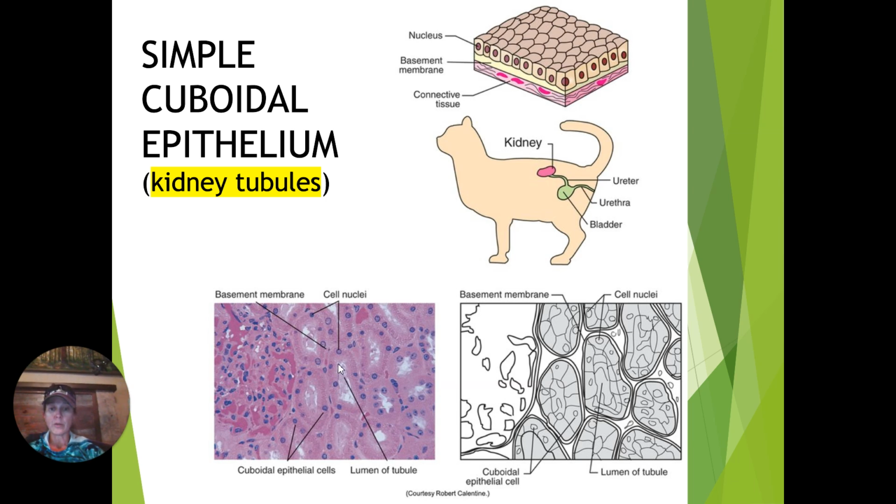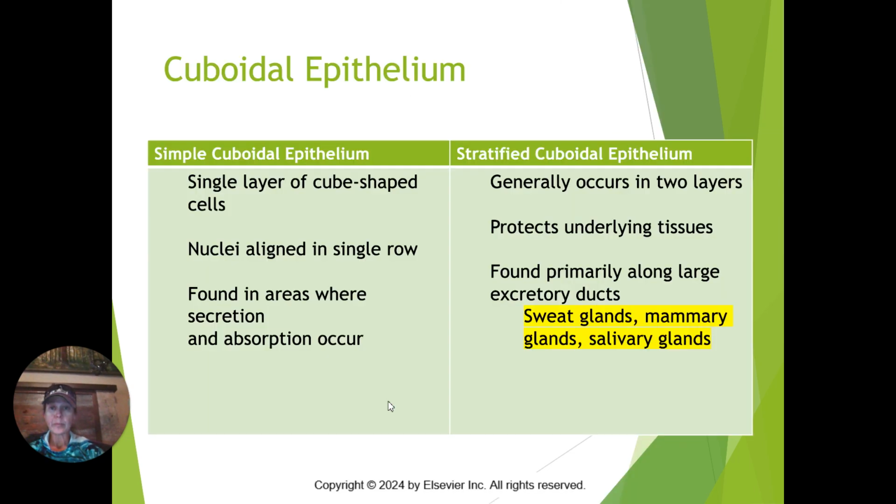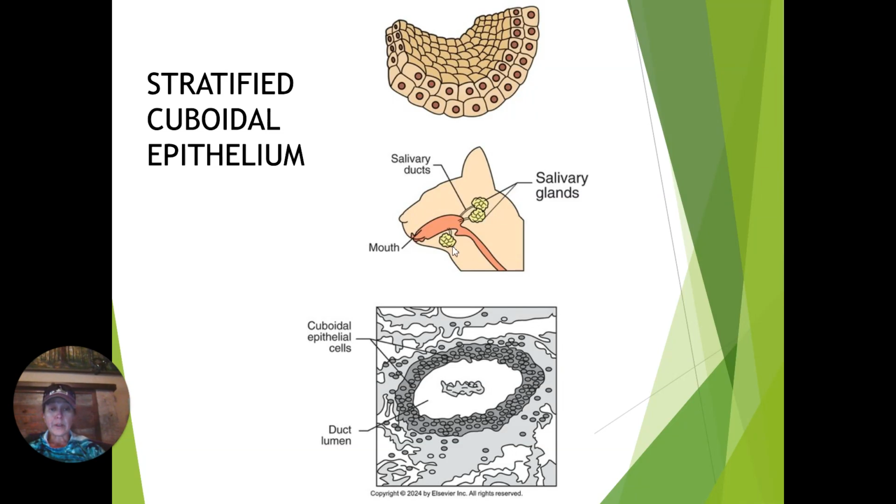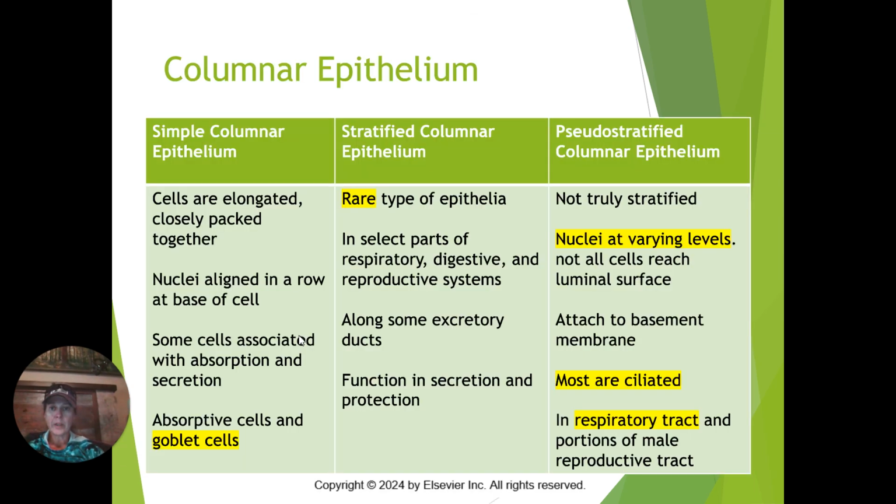This is a photomicrograph of a cross section of a kidney tubule. Right here is a tubule. This is the lumen, or the inside of the tubule, and you can see all these cells around it fall into this simple cuboidal epithelium type. Now, our stratified cuboidal, again, 2 layers: sweat glands, mammary glands, and salivary glands. So in our salivary glands here, this looks a lot similar, not a lot like our kidney tubule, but we have this multi-layered with this larger duct and the duct lumen here where we'll find our stratified cuboidal epithelium.